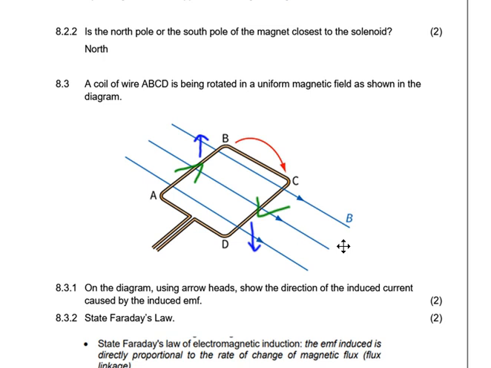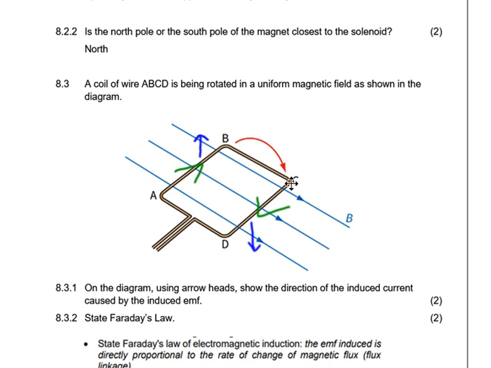So this one, we are going to use the right hand dynamo rule. And so the thumb is the direction that it's being moved. The pointy finger, again, is the direction of that external magnetic field. And the fingers are giving you the direction of the current produced.